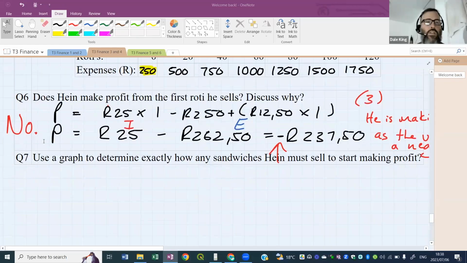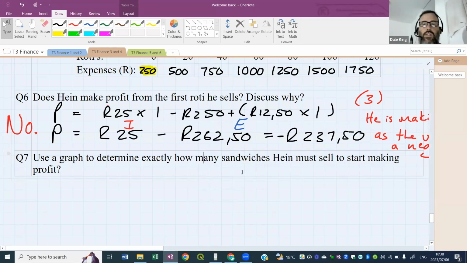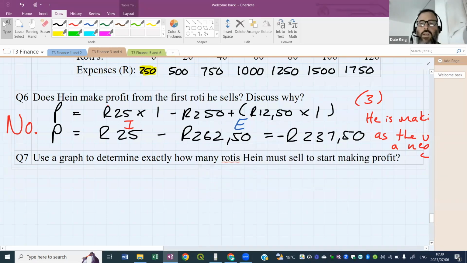We get to the final question. All right, the final question. This is the crux of tonight's lesson. So listen carefully. Question 7 says, use a graph. Now, you don't have a graph. I've got a graph. Use a graph to determine exactly how many rotis Han must sell to start making a profit.